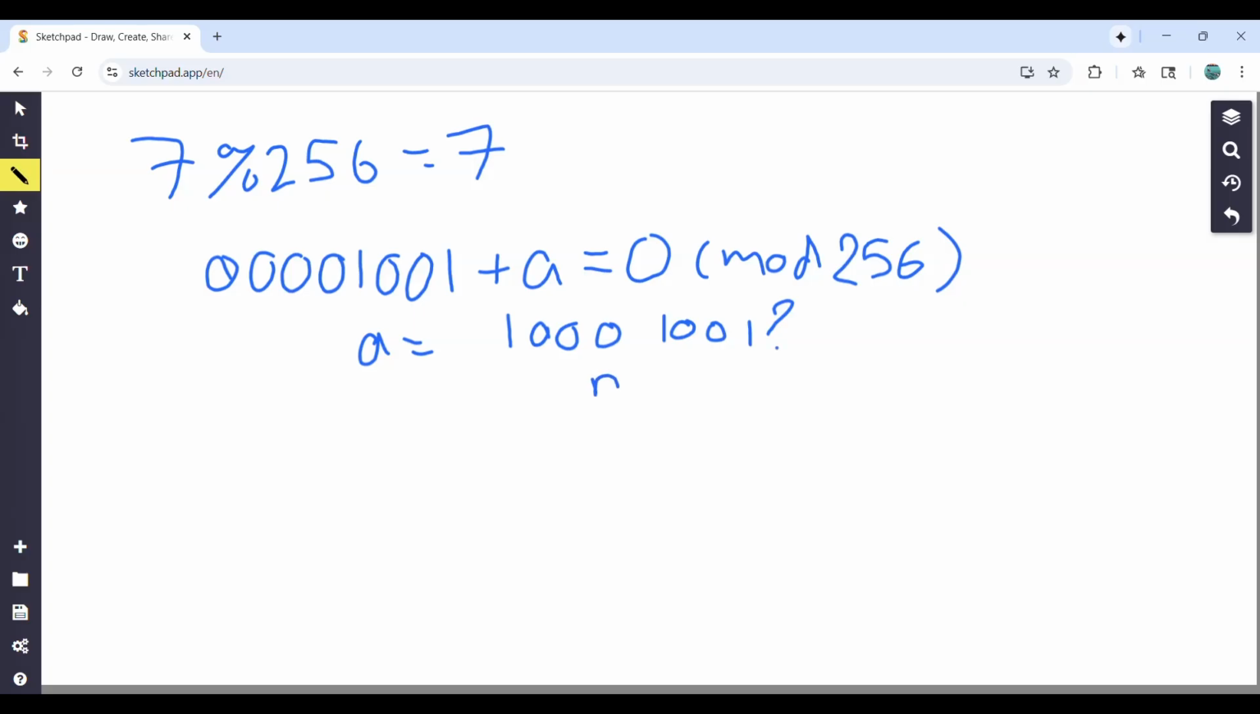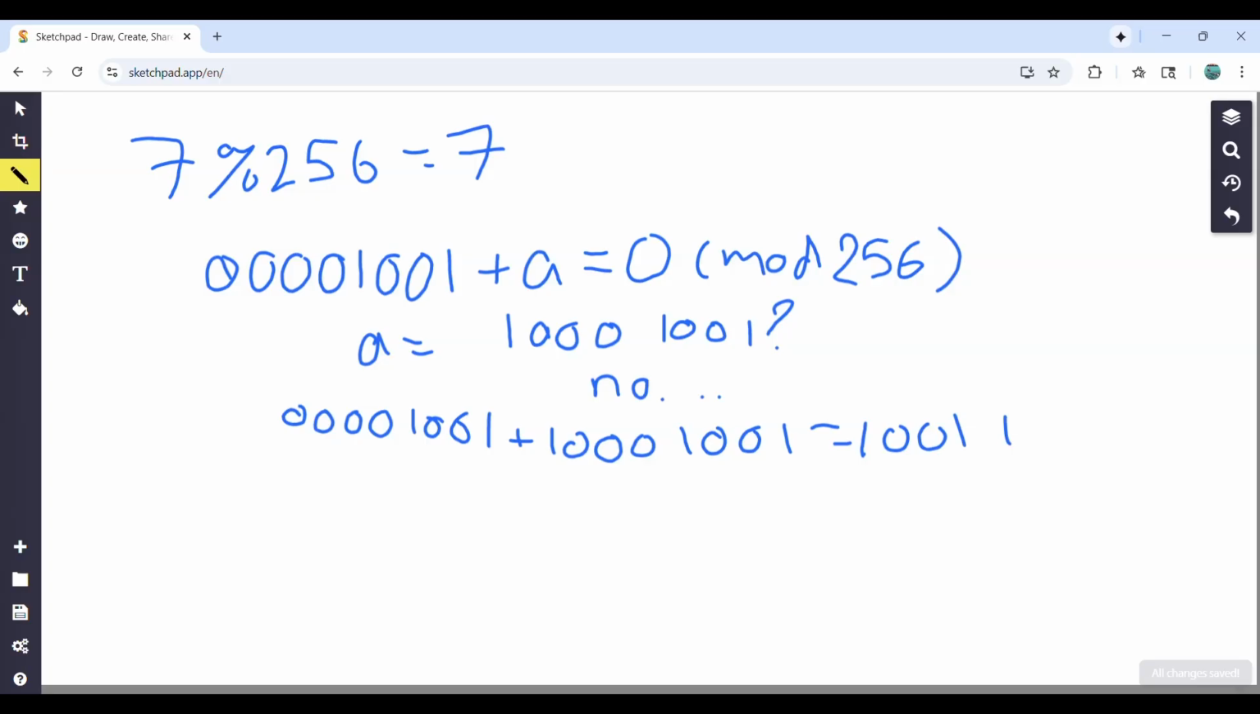So is negative 9 just 1, 0, 0, 0, 1, 0, 0, 1? Because in binary we usually let the first bit represent the sign. Well, let's try that. 1001 plus 10001001 equals 10010010. I don't know about you, but that does not look like a 0.